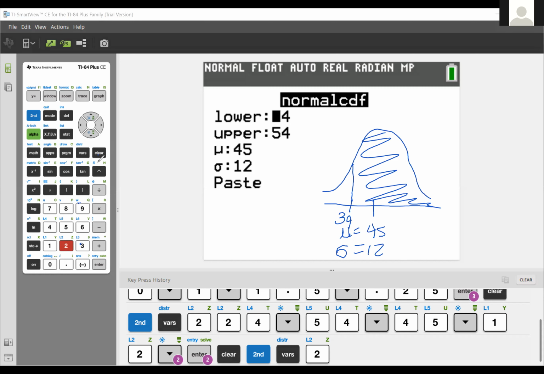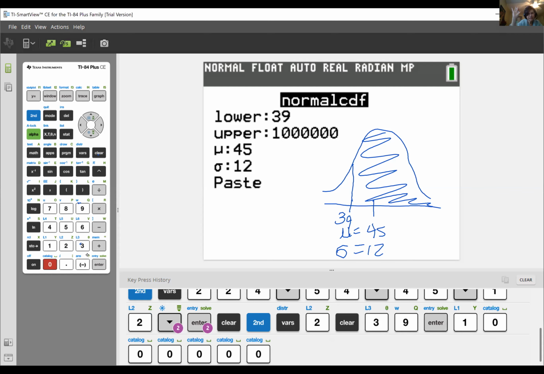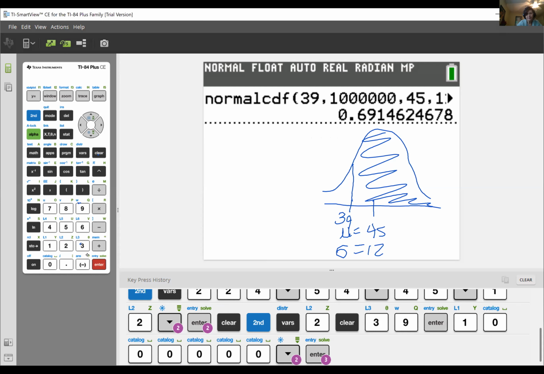Indeed. So let me clear that off, type in 39. And that means for the upper bound, instead of putting like a negative million, I'll put a positive 100,000 million, something like that. Now, for the mean, it's still 45. Standard deviation is still 12. That's left over from the last time. And look what we've come up with. We've got 0.69146. So what would you say is the area there, or the probability? 0.6915.